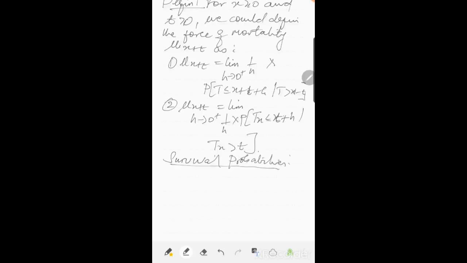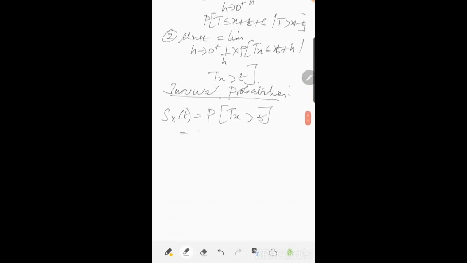Under the survival probabilities, as we discussed earlier, is denoted by tpx, which is just the probability that Tx is greater than t. This further simplifies to the probability that T is greater than x plus t given T greater than x. So this is the conditional.